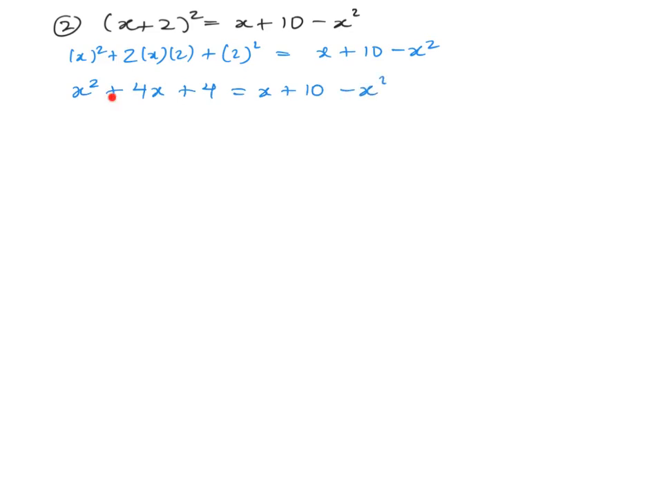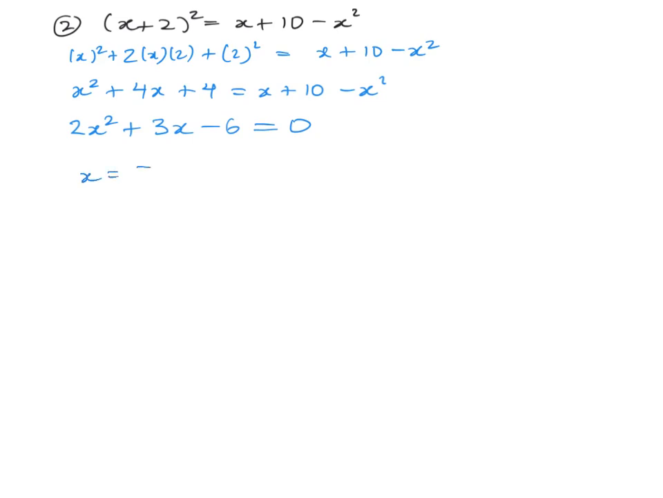Now, it doesn't really matter which side becomes 0, but I like to have the x squared positive if possible. It's just a little more convenient. So I'm going to add x squared to both sides, and then I'm going to subtract 1x, and I'm going to subtract 10. So I'm going to get 2x squared, and then plus 3x, and then minus 6 is equal to 0. Now it looks like it's in the right form. Ax squared plus bx plus c equals 0. So I can use the quadratic formula.